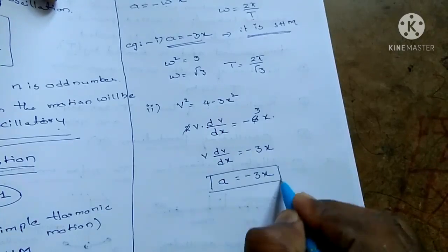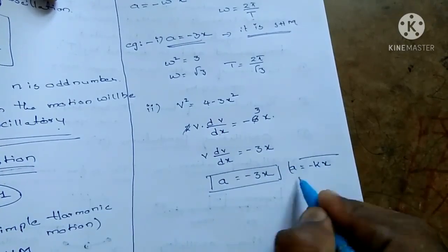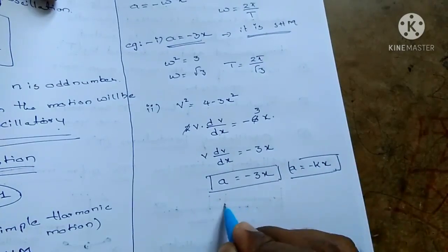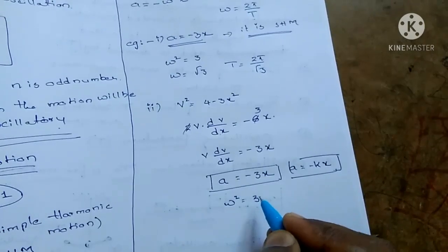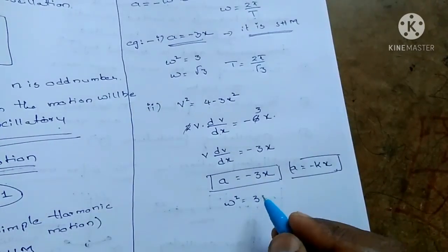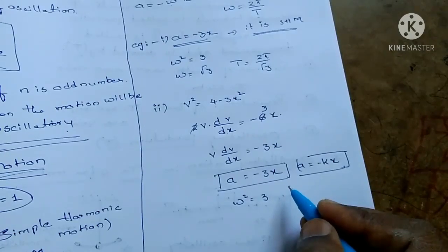So this is comparable to, again, a is equal to minus kx. So I can say it is an SHM, where omega square is equal to 3. So omega square is equal to 3, we will be getting omega is equal to root 3, and so on.